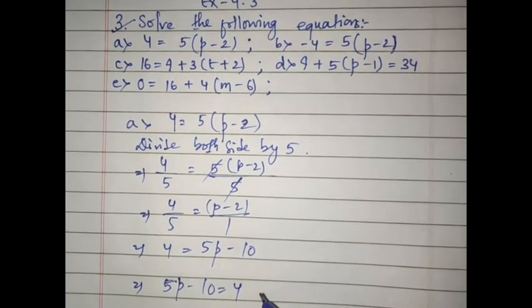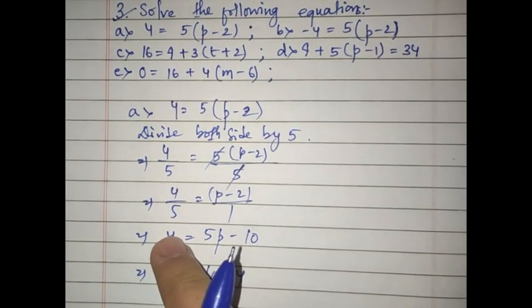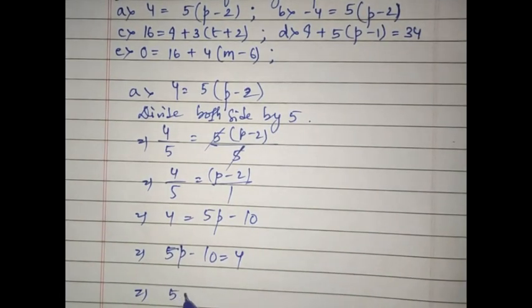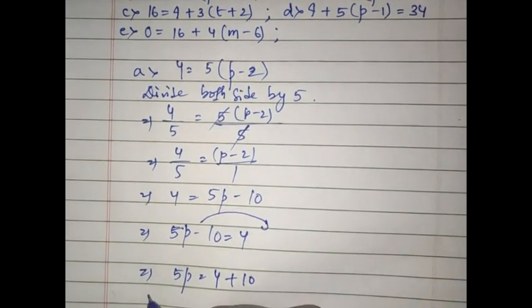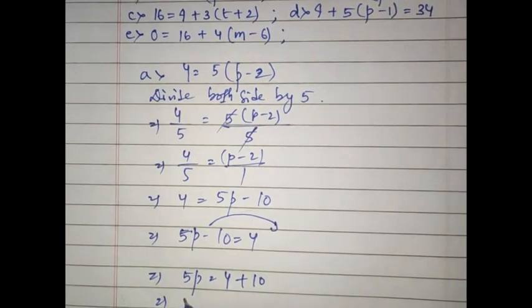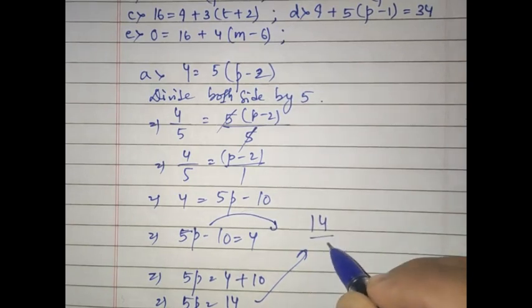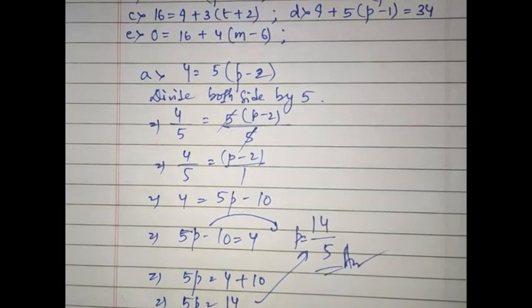Can I do this? I have brought this equals to 4 over here, no problem. 5p is equal to 4 plus 10. When this minus 10 comes here, it will become plus 10. Now 5p is equal to 10 plus 4, which is 14. I'm writing here 14 by 5. p is equal to 14 by 5. I hope you have understood.